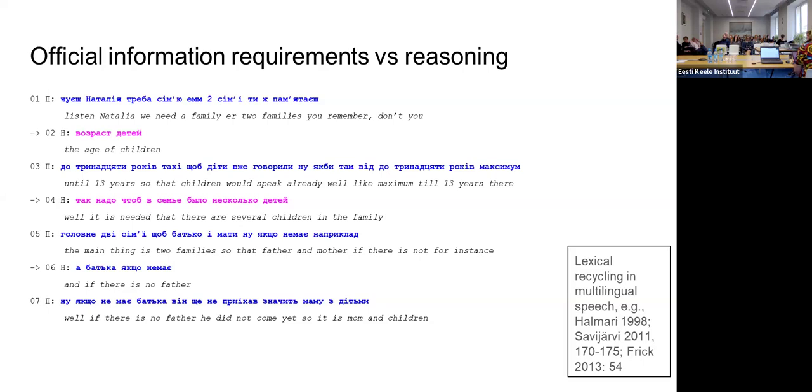What is the age of children? Should there be multiple children? What if there is no father? She switches swiftly to Ukrainian when she recycles Panas's words, even though the rest of her speech is discordant with Panas's speech in the language choice, but here it would be, you know, maybe rude to recycle and to translate it to another language.